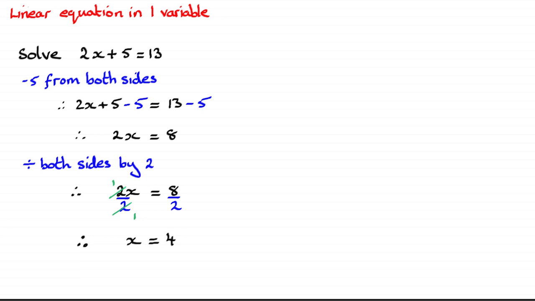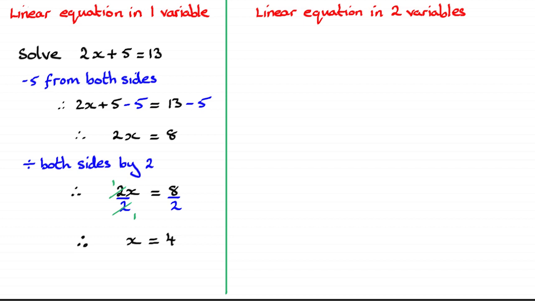Now, what I want to turn to is where we have a linear equation in two variables. Let's say we've got something like this: solve x plus y equals 3. Maybe you might like to quickly tell us what x is and what y is. I'll leave you to type in your answers. What is x, what is y, given that x plus y equals 3?